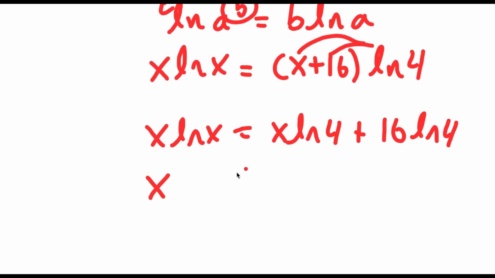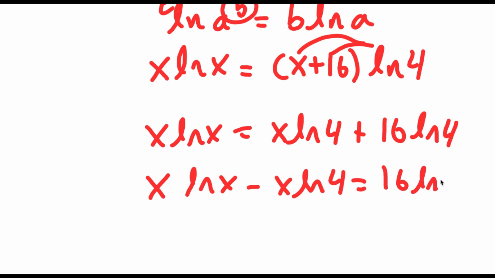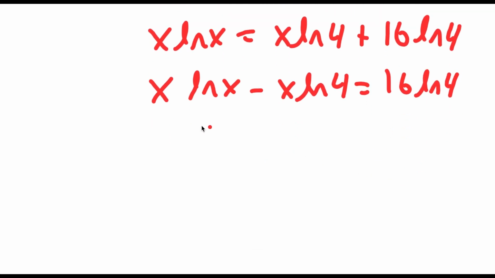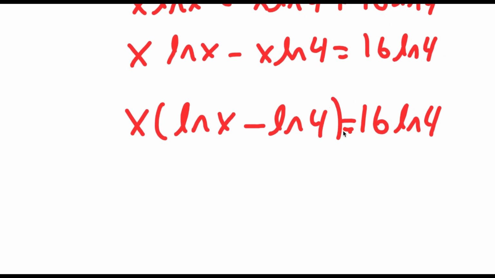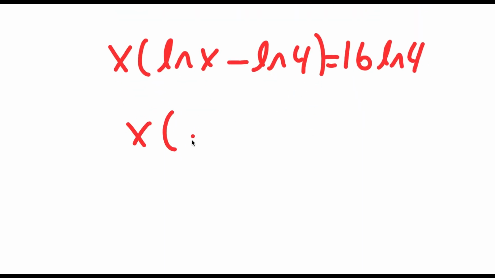Now I'm going to subtract x ln 4, so now I have x ln x minus x ln 4 is equal to 16 ln 4. And now if I factor out x from here, I get x times ln x minus ln 4 is equal to 16 times ln 4. Now ln x minus ln 4, that's the same thing as ln of x over 4.